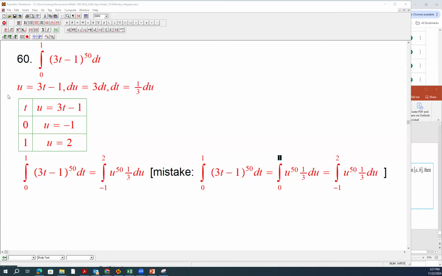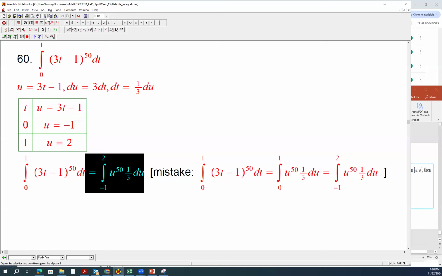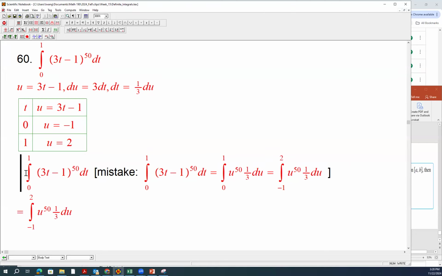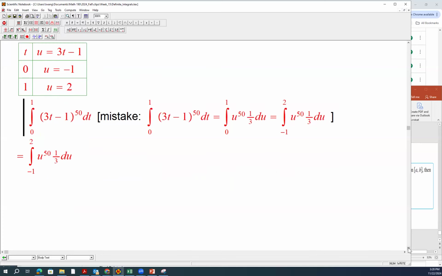This is a mistake and this is a mistake, so you're going to lose points. So avoid this kind of mistake. When you're doing it, take your time and make sure every part that needs to be changed is changed. Okay, so I'm going to move this one right here. Then we're just going to finish it.